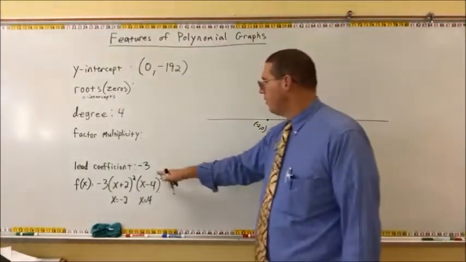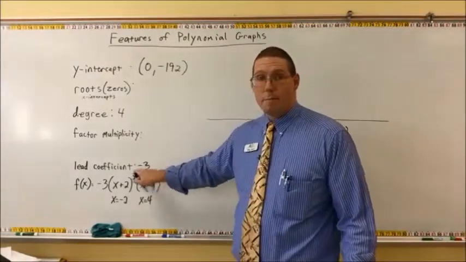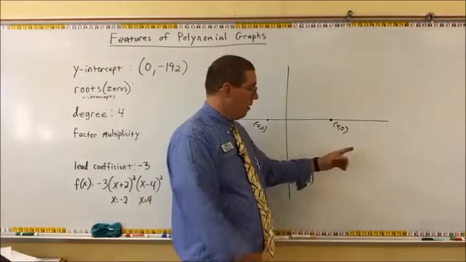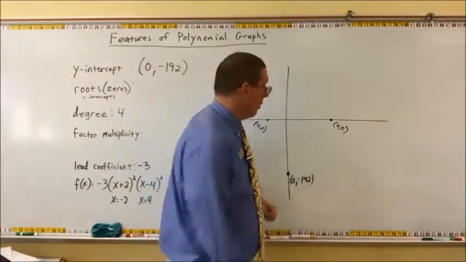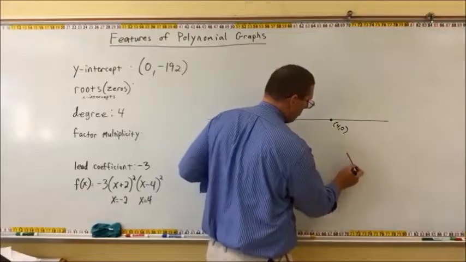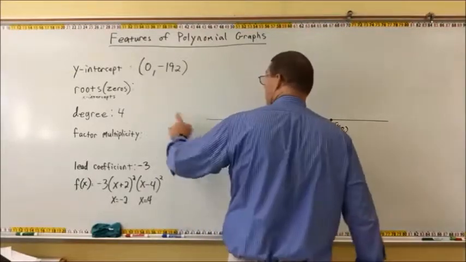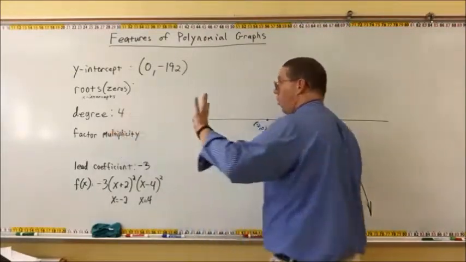Now, our lead coefficient is negative. That means that the right side is going to be going down. Okay? All right, so this arrow is going to be going down. The degree is 4.